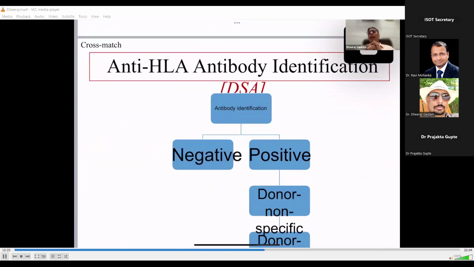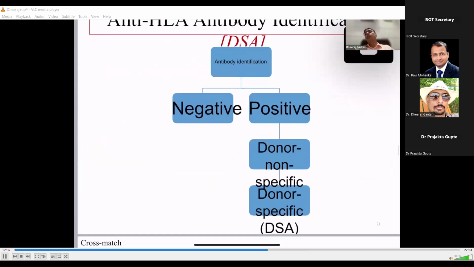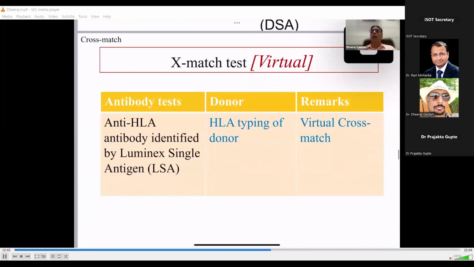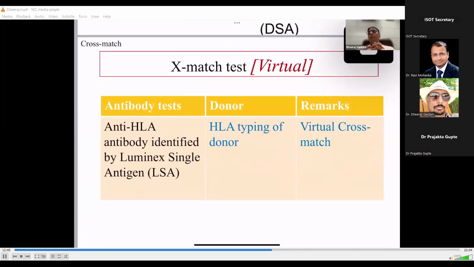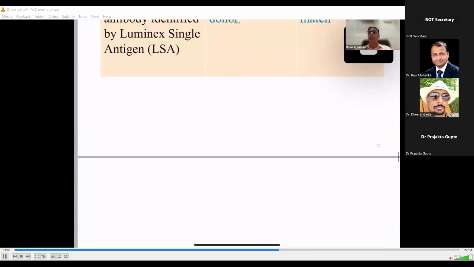So if you do the anti-HLA antibodies and it is negative, you can straightaway go for the transplant. If it is positive, then go for the donor-specific antibodies. And if it is positive, then you have to do the other test: cross-match, the virtual cross-match, in which anti-HLA antibodies identified by the Luminex single antigen, and on the other hand, HLA typing of the donor is done, and the virtual cross-match is done on paper. So this is virtual cross-match.